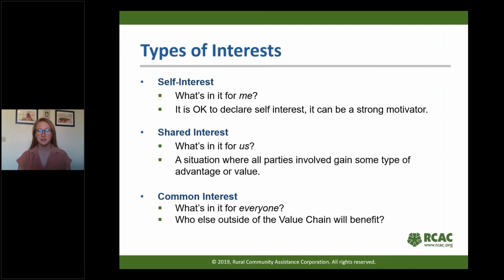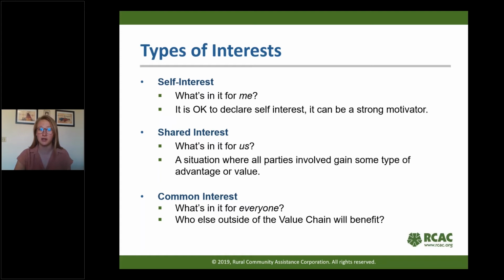As Noah mentioned, there are 3 types of interest in the value chain model. First, there's self-interest. This is where we ask, what's in it for me? Self-interest isn't a bad thing. It actually can be one of the strongest motivators. If there was no self-interest, would anyone participate? Self-interest is a necessary component for all types of economic development.